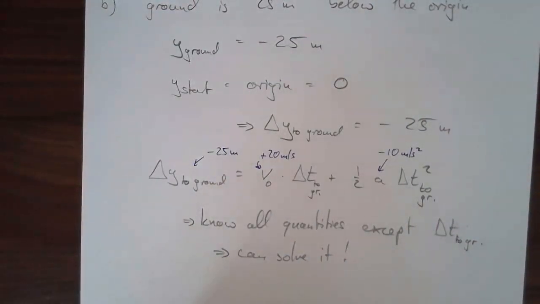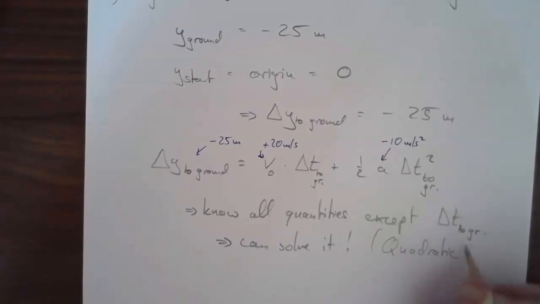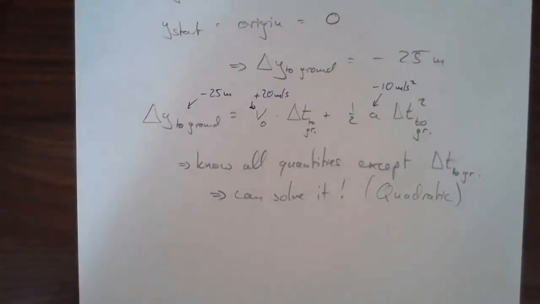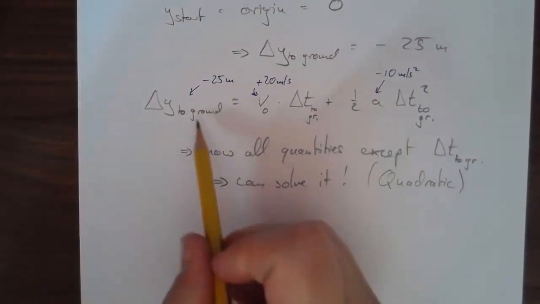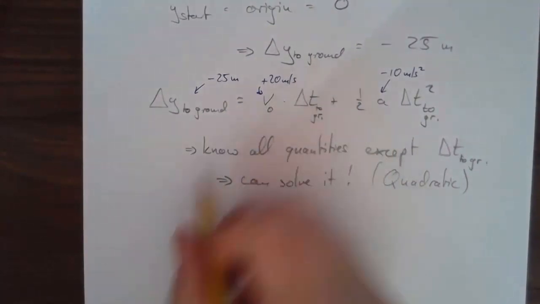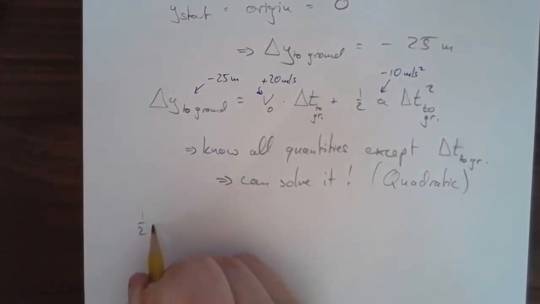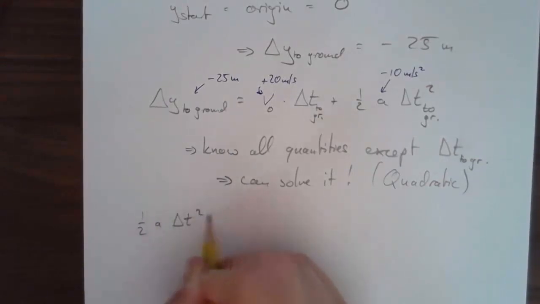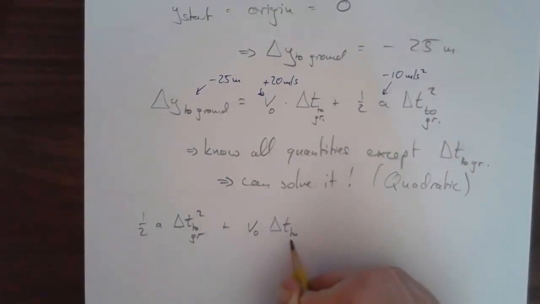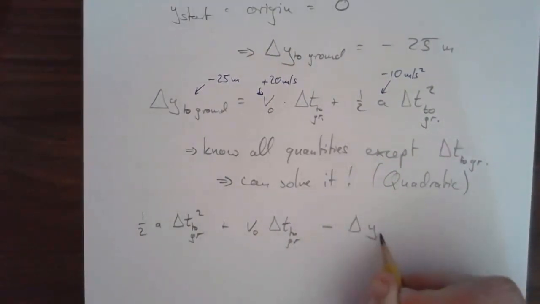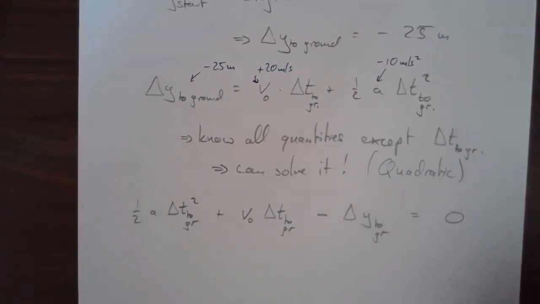So we know everything. But of course, if you try to solve it, you realize it's a quadratic. That's okay. We know how to solve quadratics. Can you see the quadratic equation? Well, sometimes you can sort of get away by doing it by inspection or completing a square or whatever other methods you might have learned or you might like best. So let's figure this out. Let's write it as a normal quadratic. So we're going to write it as this term first, my 1/2 a delta t squared to the ground plus v naught delta t to the ground minus delta y to the ground. That's equal to zero. Taking this to the other side.